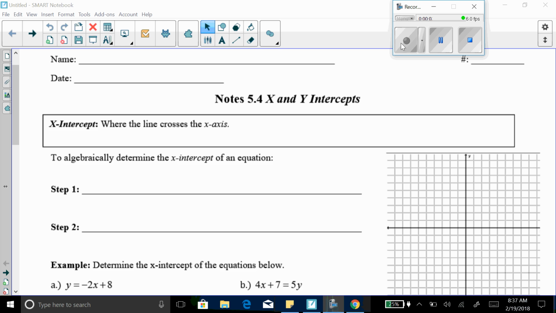Hi everyone. At this point, you should have turned in homework 5.2 if you have not already, and I don't have it. Today we're going to talk about X and Y intercepts. You're going to have some practice with it on Castle Learning after this.